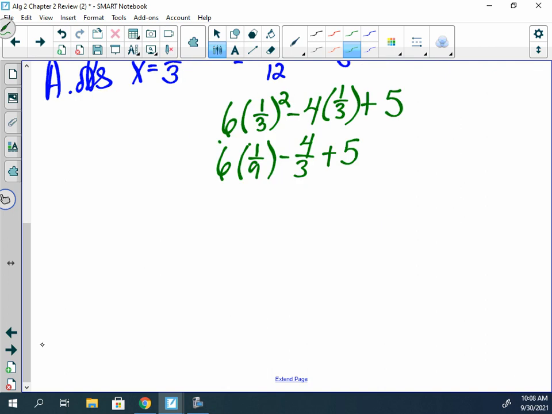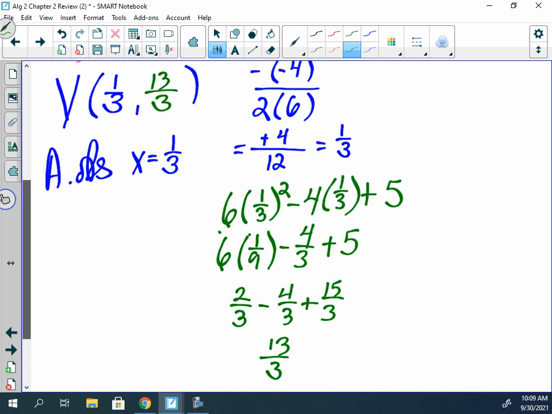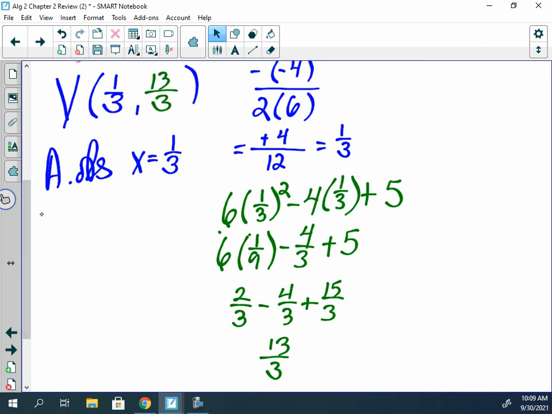Well, it works out that 6 times 1/9 is 2/3. So 2/3 minus 4/3 plus 15/3, because if we are going to add or subtract fractions, we have to have the same denominator. So we have 2 minus 4 plus 15. Well, 2 minus 4 is negative 2. Plus 15 would be 13/3. But again, if you plugged it into a calculator, it would do it for you. Any questions on this here?